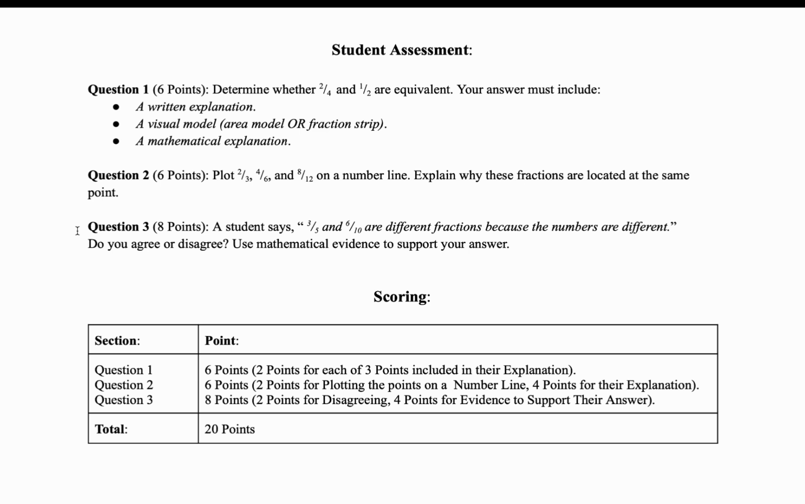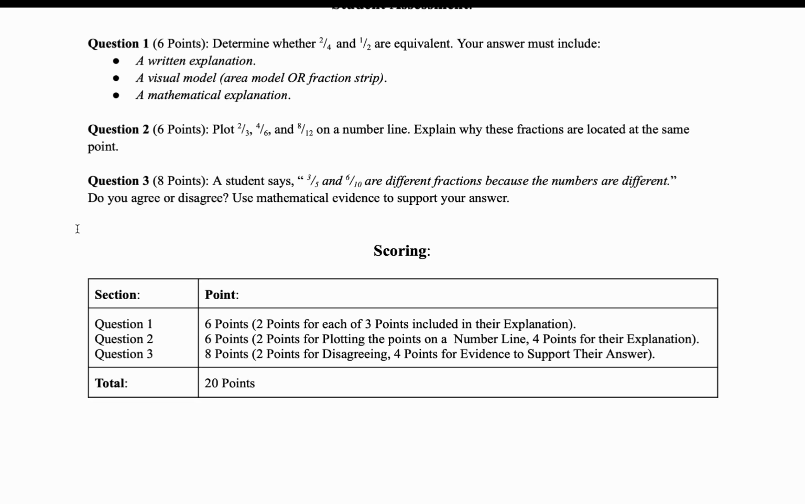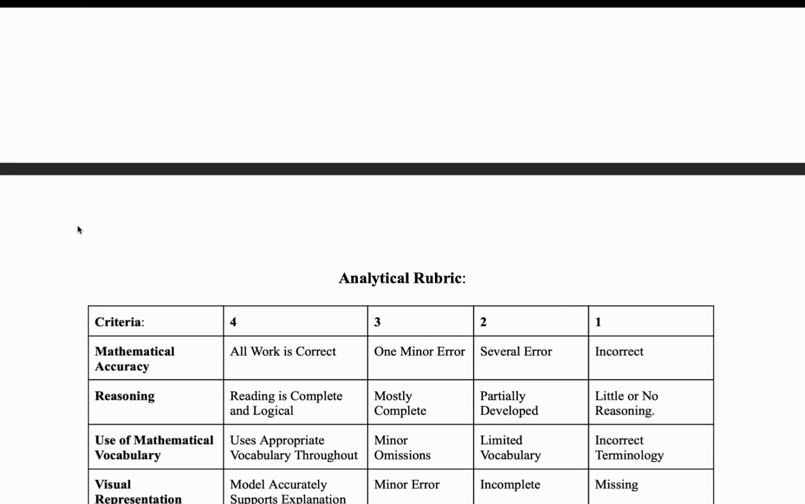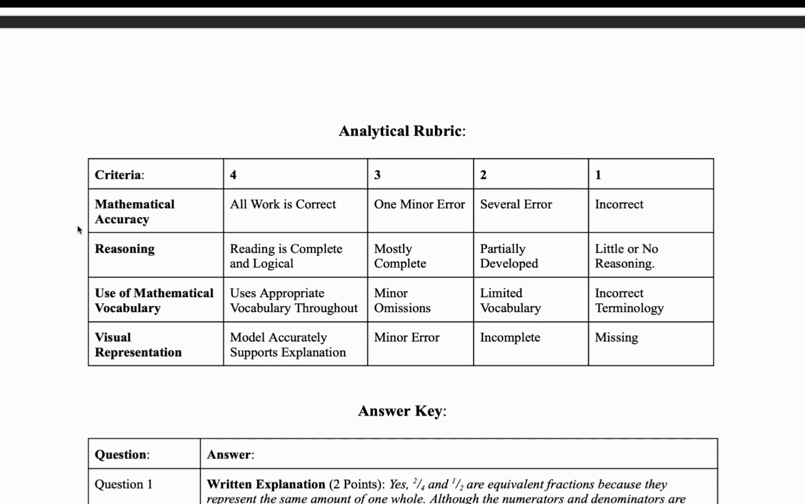The assessment is worth 20 points and is graded using an analytical rubric that evaluates mathematical accuracy, reasoning, mathematical vocabulary, and visual representation. I think this just captures all aspects of how a student can understand, making sure that we capture their understanding and their true grades and understanding to give them an accurate mark.